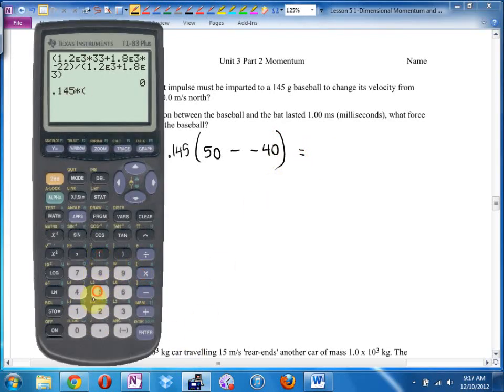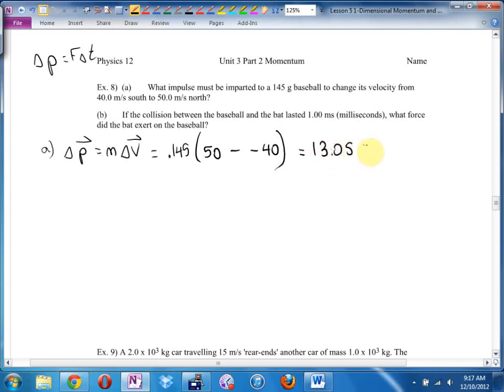0.145 times 50 minus negative 40. And I get a change in momentum of 13.05 or 13.1 kilogram meters per second. Is that answer positive or negative? That means that the change in momentum was in the northern direction, which makes sense because if I have a ball heading south, I have to first of all apply a northern force to bring it to a stop. Then I got to apply more northern force to get it to go further north.